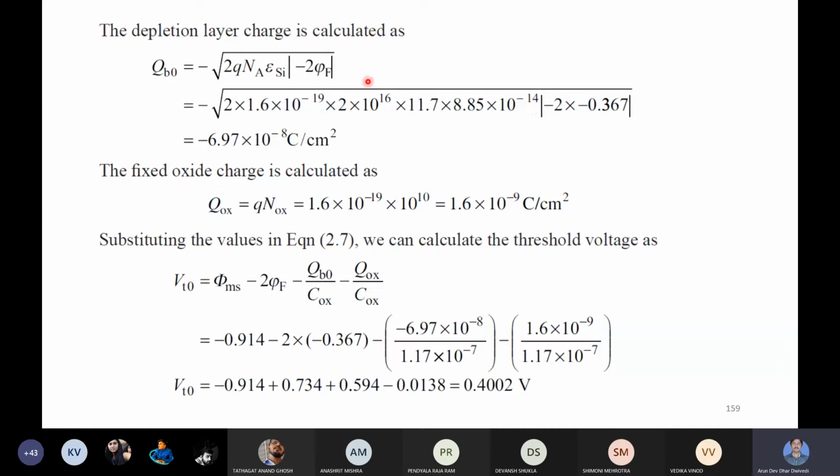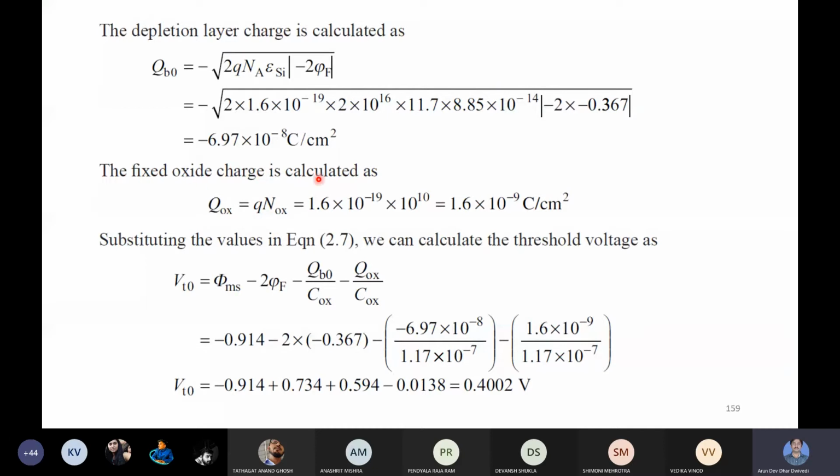And then the Fermi potential we have already calculated for the substrate. Whatever it is, ultimately the mod is taken, so it will become positive. Then I put it in, and it is coming minus 6.97 into 10 power minus 8 coulomb per centimeter square. For the n channel we are doing this. So this is the depletion charge. For the n channel MOSFET we are doing the depletion charge calculation.